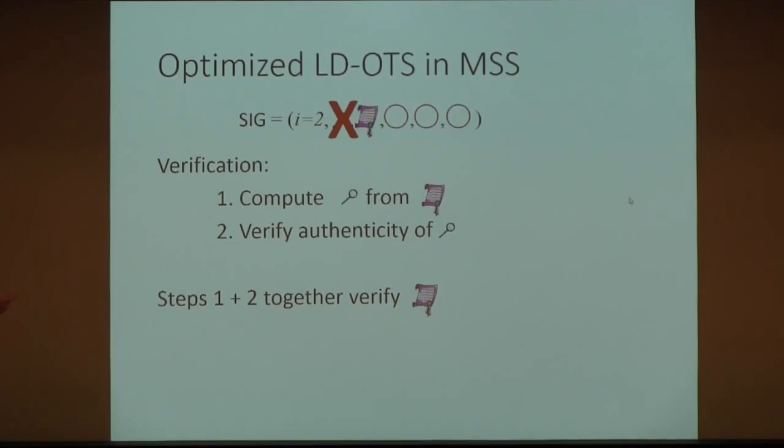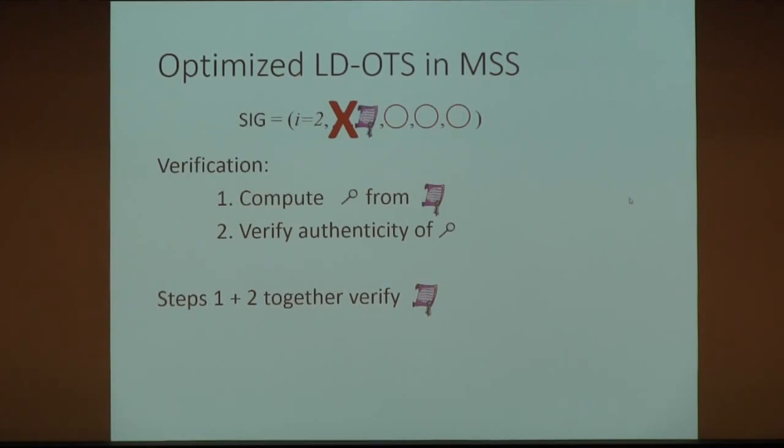However, if you look at how this can be used in a Merkle signature scheme, then you will see the following. We can actually remove the one-time public key from the Merkle signature. And the reason is as follows. The verification can now be done by computing the one-time public key from the one-time signature. In this case, this simply means we apply the hash function to all the secret key elements in the signature. The positions are defined by the message. And then we verify the authenticity of this computed public key.